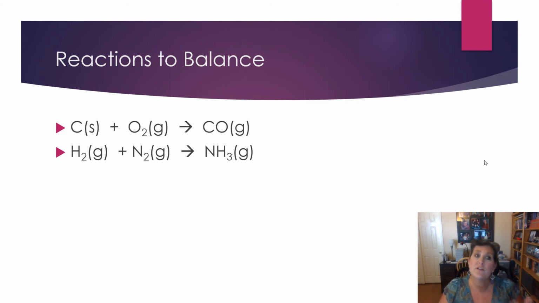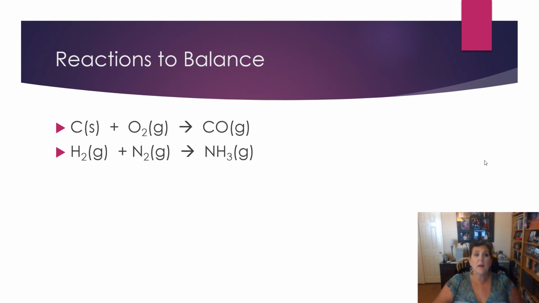Then we have two oxygens on both sides. But then we have two carbons, so we have to put a 2 in front of the carbon on the left side as well. So we're going to put a 2 in front of carbon and a 2 in front of carbon monoxide.